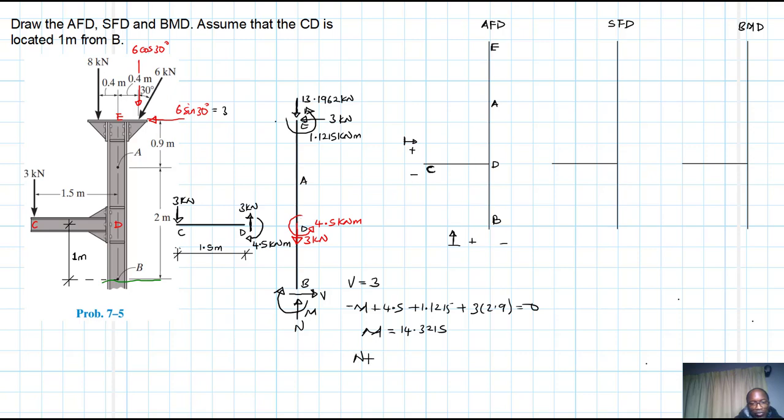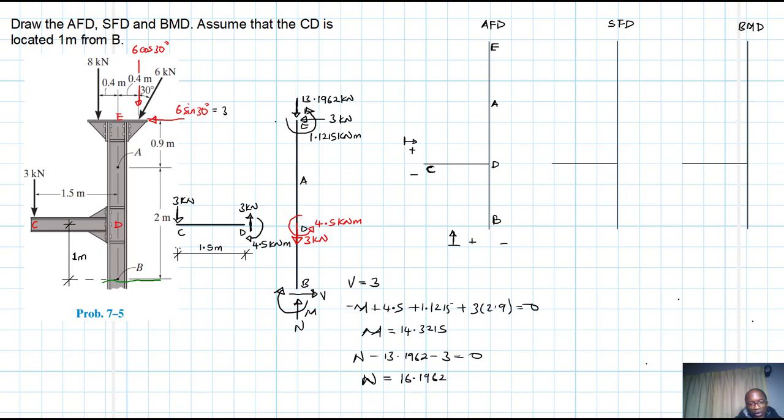And then this N also, if we are to sum up forces in the y direction, we'll have N minus 13.1962 minus 3 equal to 0. Therefore N is going to be equal to 13.1962 plus 3, and we have N equal to 16.1962.